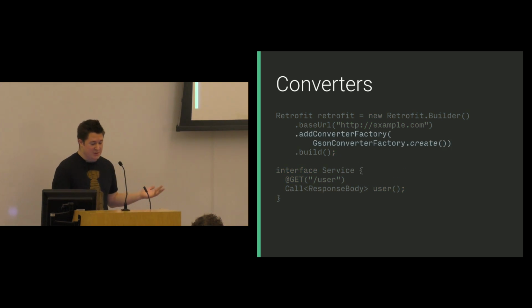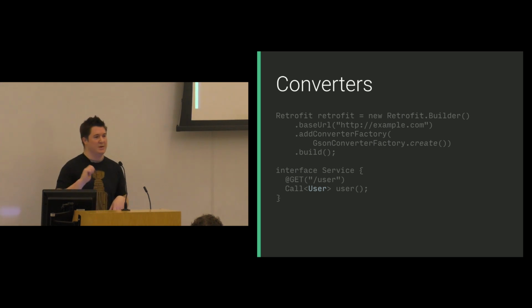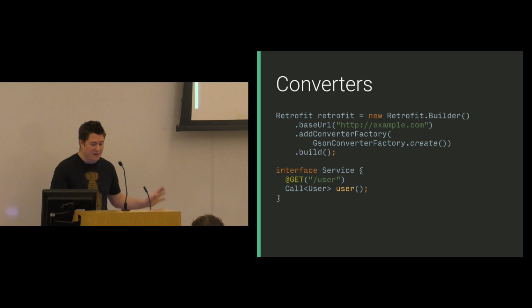And what you usually see is people add one for some JSON, usually Moshi or Jackson. And what this allows you to do is now not use response body. You can use call of user. And when the response comes in, Retrofit's going to ask this JSON converter to take the bytes, turn it into a user, and then we take the user that it gives us back, and we give it to you. So you get this nice high-level declarative interface.